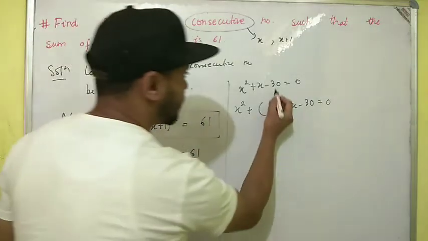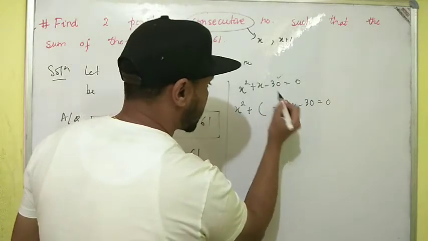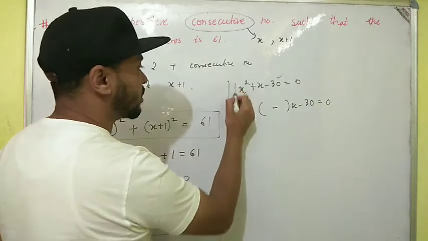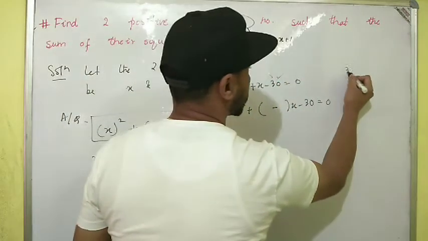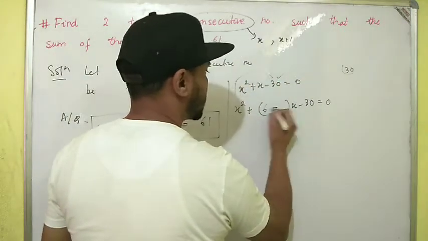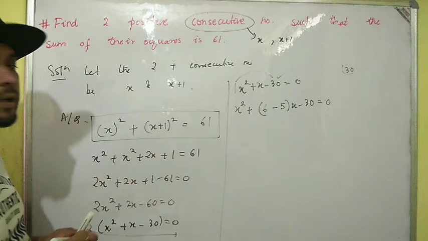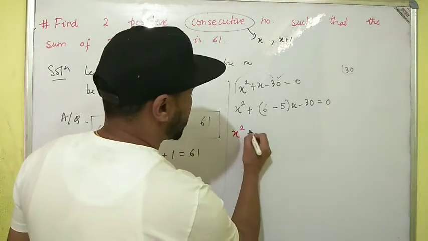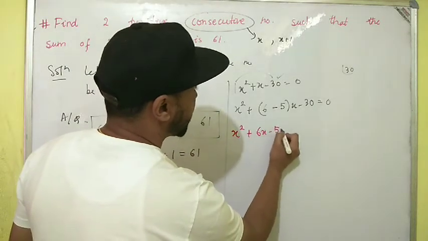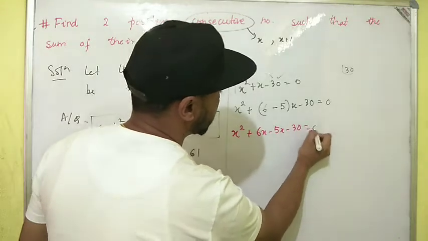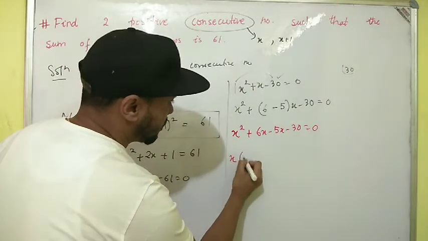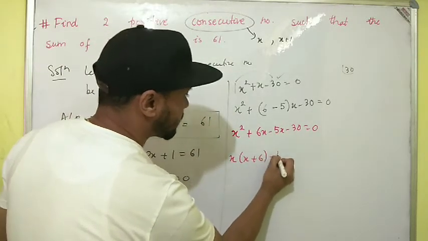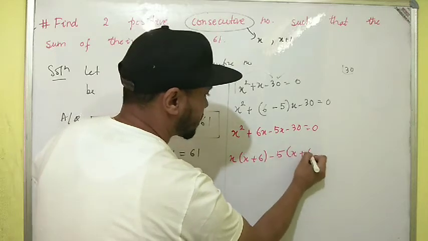Now let's break the middle term, x square plus x minus 30 is equals to 0. Now what sign will be here? It depends upon the last value. If it is minus, let's take minus. Now here is 1. 1 into 30 is 30. So 6 fives are 30, 6 minus 5. Okay. Now let's open the bracket. So x square plus 6x minus 5x minus 30 is equal to 0. Now let's take x common, so this is x plus 6, minus 5 common, x plus 6.